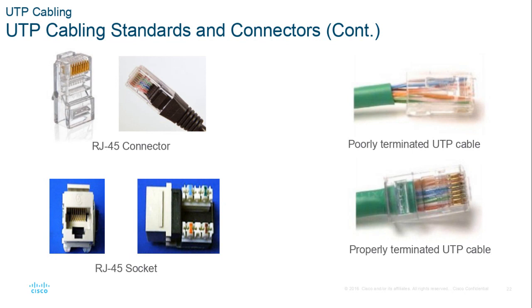Now, on the right-hand side, we have a properly terminated unshielded twisted pair cable that looks really nice and pretty. And then we have a poorly terminated cable. The category 5 cable actually has a specification that says you cannot unravel the wires more than 1/2 of an inch. And it's actually kind of difficult to strip the cable jacket back only 1/2 of an inch and line those wires up with the proper slot of the 8 slots in the connector where you put it in and crimp it.